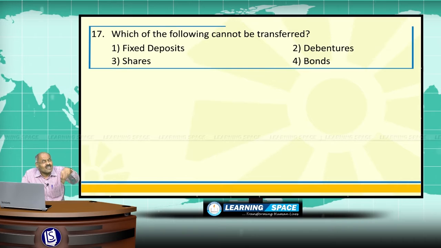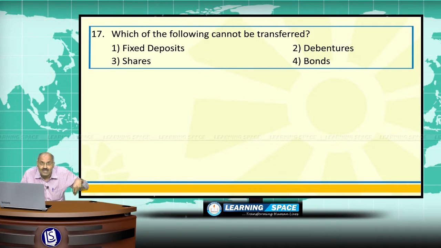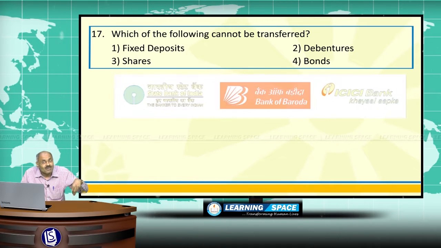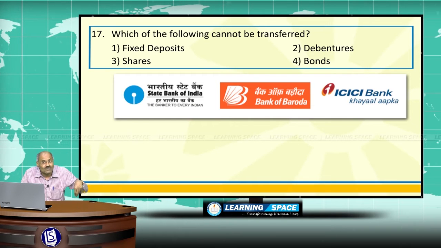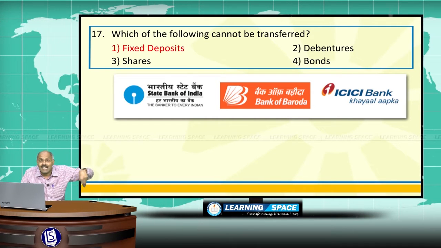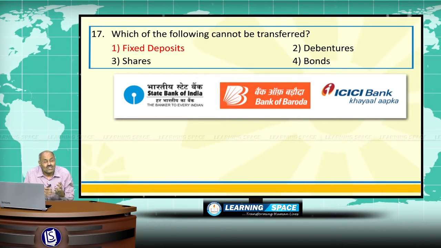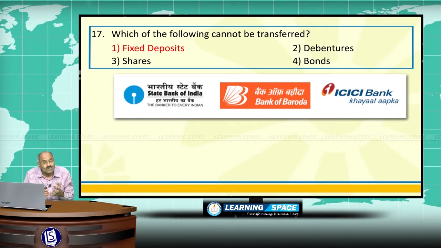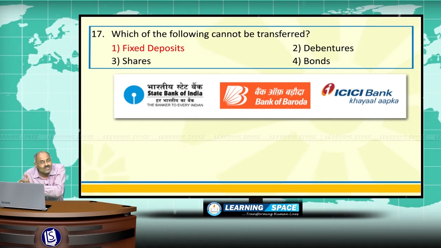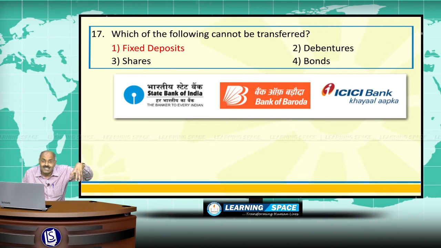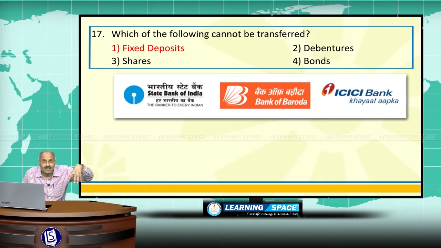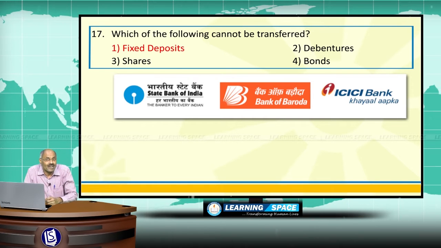Which of the following cannot be transferred? This is a fundamental question, please don't forget: fixed deposits cannot be transferred, but debentures, shares, bonds can be transferred. Fixed deposits cannot be transferred. This is the fundamental thing, please don't forget.